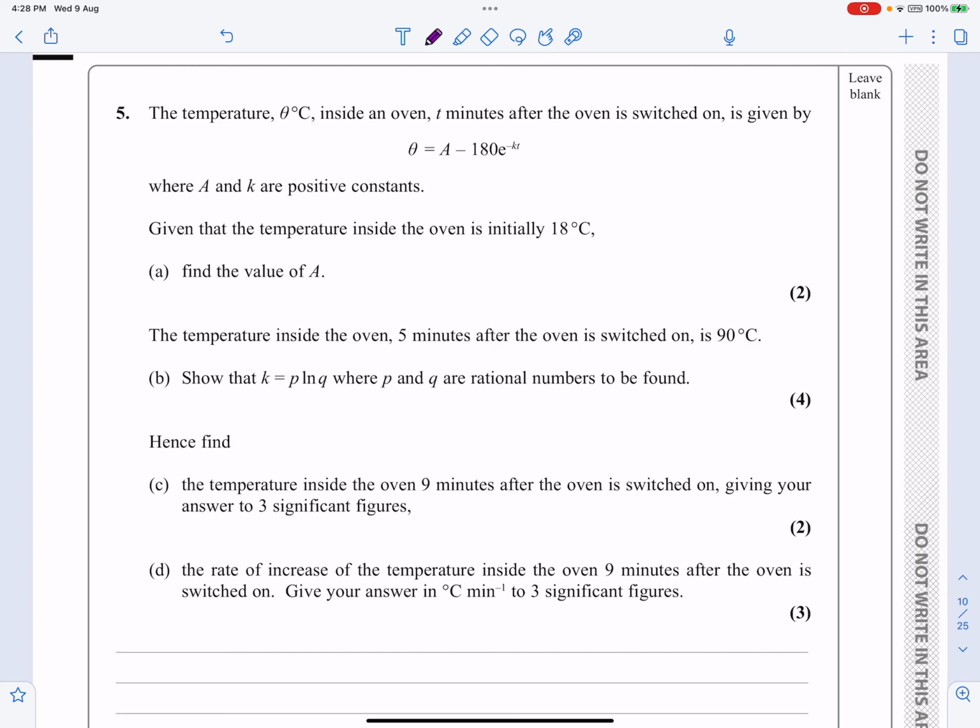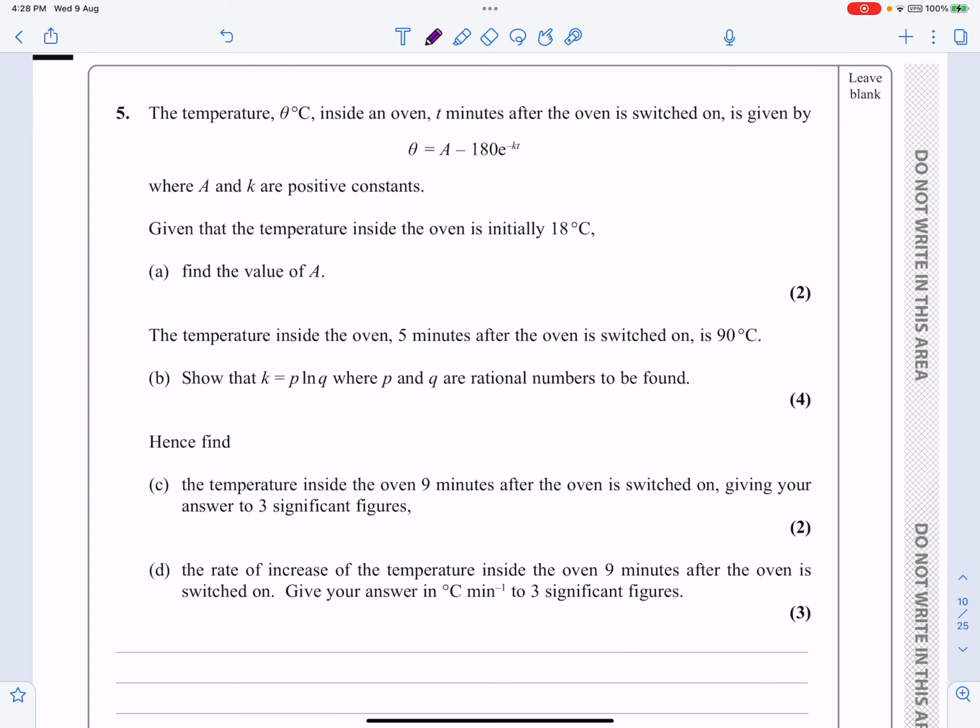Okay, this is the P3 paper from January 2021. This is question number 5, which is an exponentials and logs question, but more specifically, as you can see, exponential modelling. So, always important to have a good read through of it. You can pause the video if you want and then carry on.